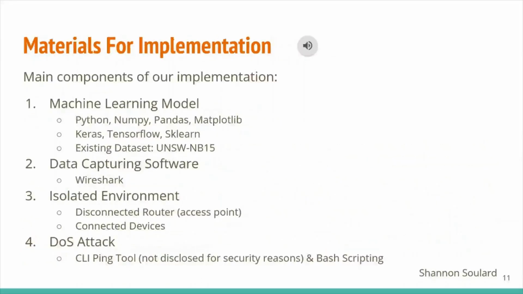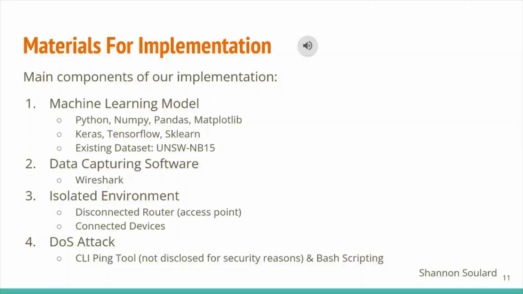Our project consisted of 4 main components. The first was the machine learning models, which we implemented using Python and paired with libraries such as NumPy, which is used for scientific computations, Pandas for the data analysis, Matplotlib for displaying graphs, Keras in order to create the artificial neural network, and TensorFlow for training and inferences related to the neural network.